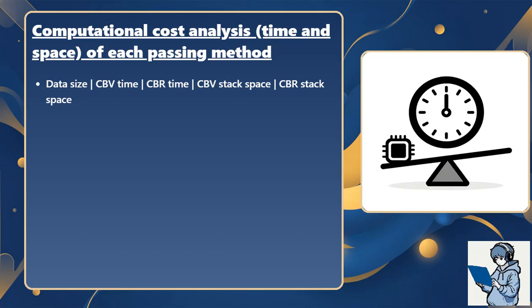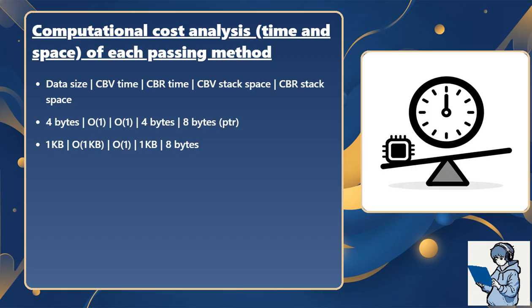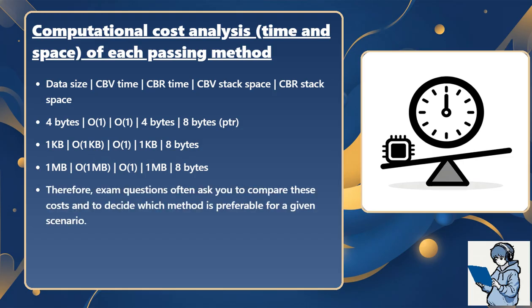Data size: CBV time, CBR time, CBV stack space, CBR stack space. 4 bytes: O(1), O(1), 4 bytes, 8 bytes pointer. 1 kilobyte: O(1 kilobyte), O(1), 1 kilobyte, 8 bytes. 1 megabyte: O(1 megabyte), O(1), 1 megabyte, 8 bytes. Therefore, exam questions often ask you to compare these costs and to decide which method is preferable for a given scenario.